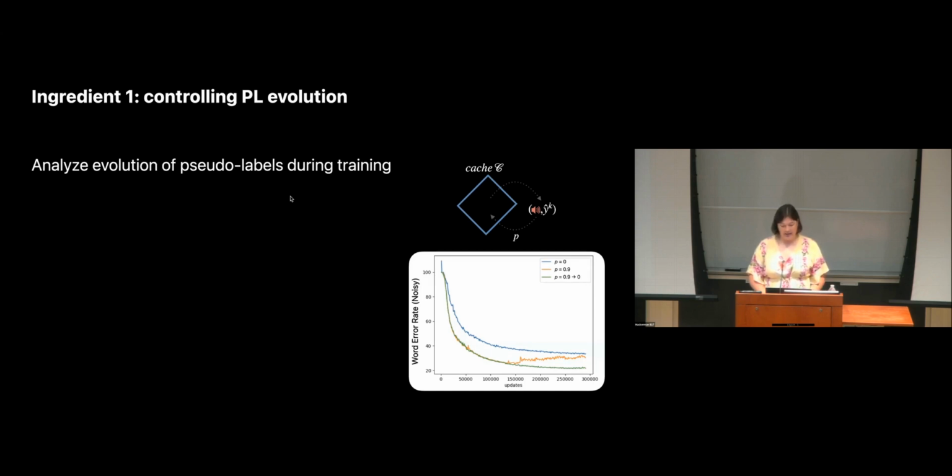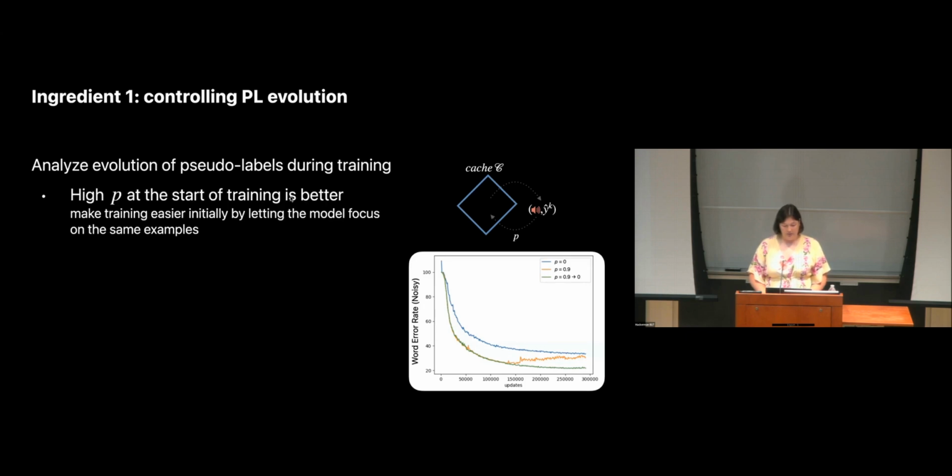First, we tried to see what happens if we play a bit with the cache probability, and we see that at the beginning of the training it's better to keep the samples in the cache, so you don't try to remove them. That means you're trying to just learn on these and overfit on these samples.